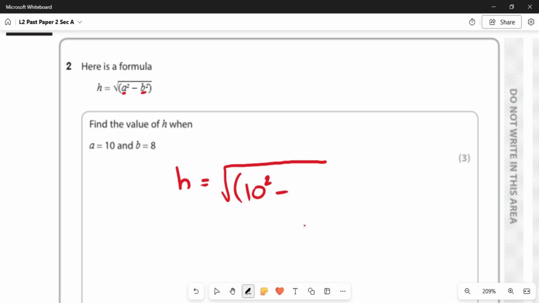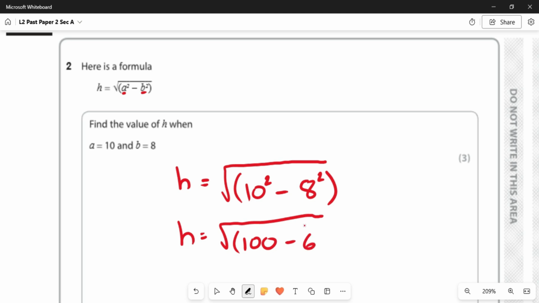There's a minus in the formula, and then b squared, and they said b was 8. And remember, this is without the calculator, so you'd have to work these out separately. So hopefully you know squared means multiply by itself. So 10 squared is 10 times 10, which is 100, and 8 squared means 8 times 8, which is 64. So now we've got this. Let me just move the screen down a little bit.